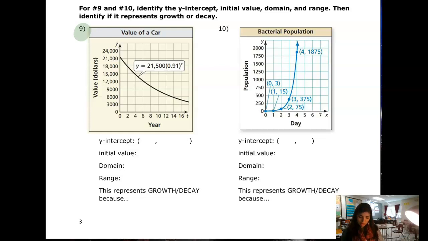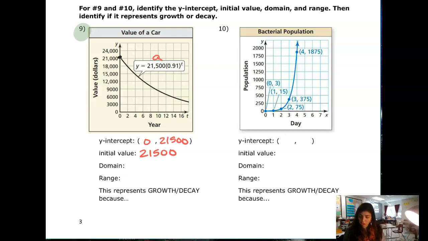If I want the y-intercept, I'm looking for where this graph crosses the y-axis. I would have had to guess at where this is because it's not at a pretty, clean endpoint. But if you remember, our a value is our y-intercept. This means that our y-intercept is (0, 21,500) because that's the a value, and that's also where the graph crosses the y-axis. Our initial value is always the number part of our y-intercept. It's also the a value.